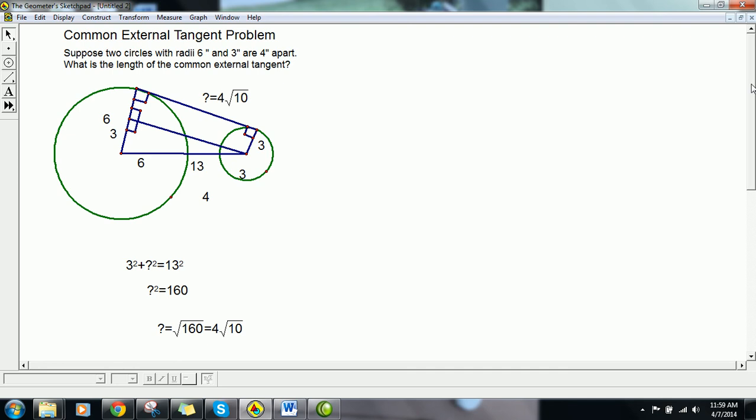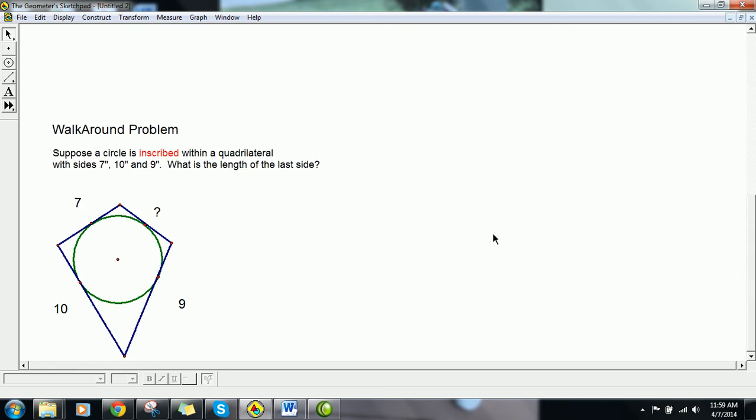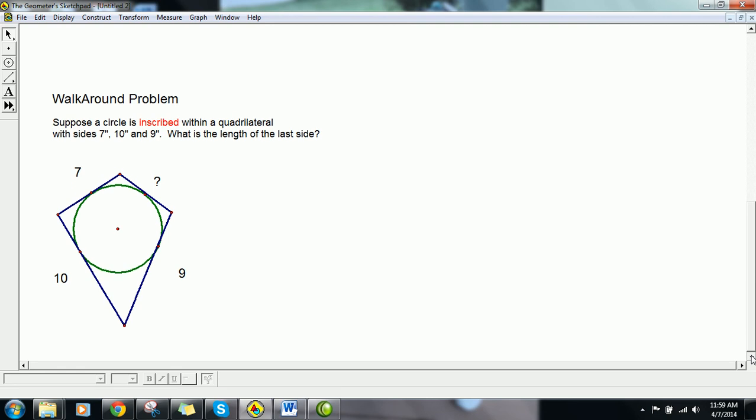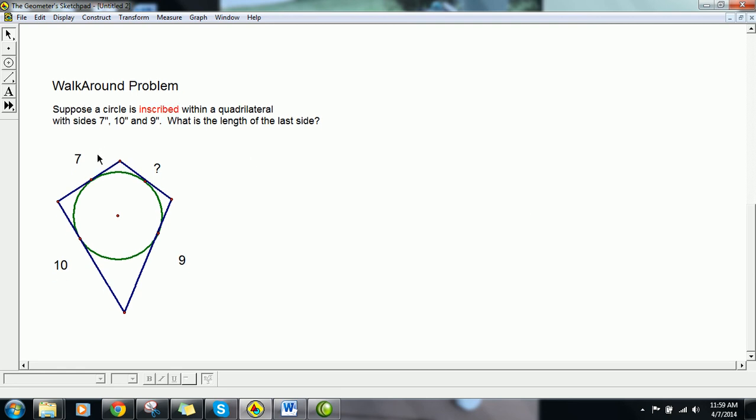All right. The second type of problem uses the idea that we discussed today called the two-tangent theorem. And remember that the two-tangent theorem says that two tangents from the same external point to the same circle are equal, right? So those two are equal. These two are equal. These two are equal. And then these two are equal, right? So what we have here is a circle that's inscribed within a quadrilateral, which makes essentially the quadrilateral consist of tangents to the circle on the outside.